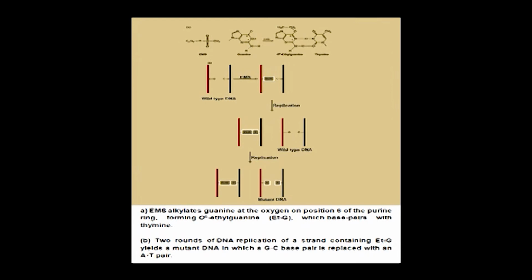In this figure, you can see the EMS alkylates guanine at the oxygen on position 6 of the purine ring forming O6-ethyl guanine, which base pairs with thymine. Two rounds of DNA replication of a strand containing O6-ethyl guanine yields a mutant DNA in which a GC base pair is replaced with an AT pair.